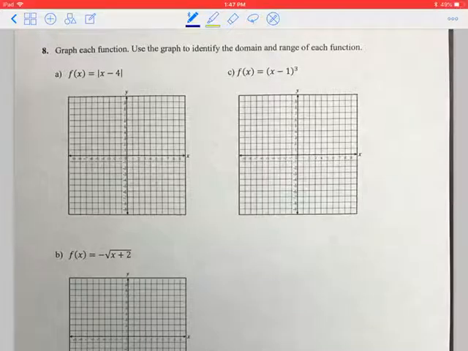And this is number 8 on the review. On number 8, we're asked to graph some functions and then use the graph to identify domain and range. So if we look at part A, we have the absolute value of x minus 4.